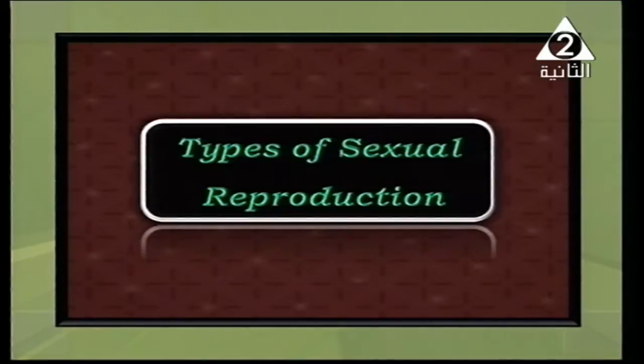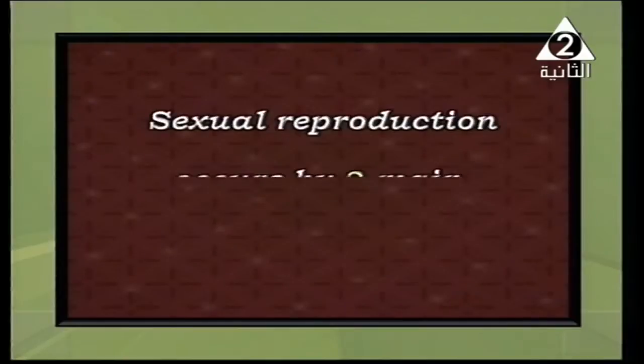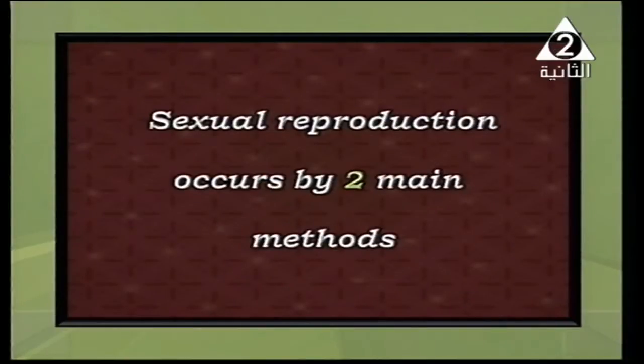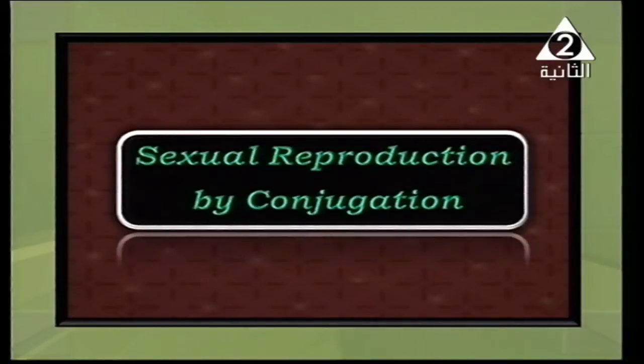Let's start with the types of sexual reproduction. We have two main types or methods. Number one, sexual reproduction by conjugation.